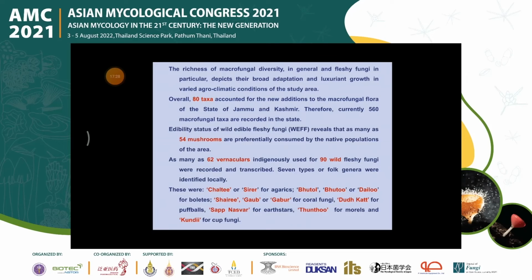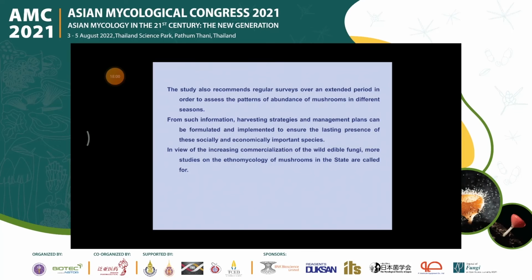So, as for total wild mushrooms, 80 taxa are new additions to the macrofungal flora of Jammu, Kashmir, and Ladakh, of which 54 are preferably consumed in the study area. 62 vernaculars were used for 90 wild mushrooms, and some folk genera were also recorded, that is, Thalti or Sirad for agarics, Butol, Butto for boletes, Shady Gubgubur for coral fungi, Dudkat for puffballs, Tuntum for morels, Kundi for cup fungi. The study also recommends several surveys over an extended period of time. In view of the increasing commercialization of wild edible fungi, more studies on ethnomycological information in the state or union territory are called for.